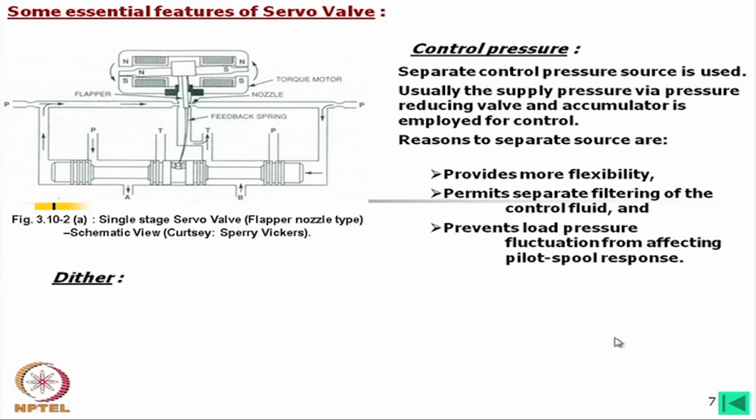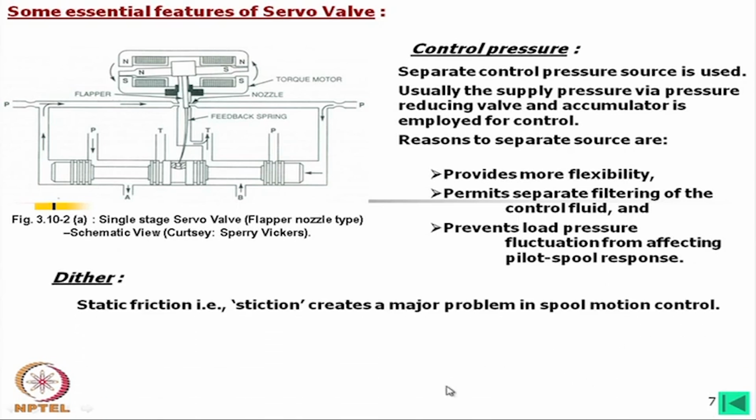Now, another thing is required, which is called dither. The static friction, that is stiction, creates a major problem in spool motion control. Now, what actually happens? External stiction is there. If you think of anything moving on another surface, then even in rolling there will be some amount of stiction. Particularly in the case of sliding friction, there will be stiction. That motion is usually called stick slip motion.